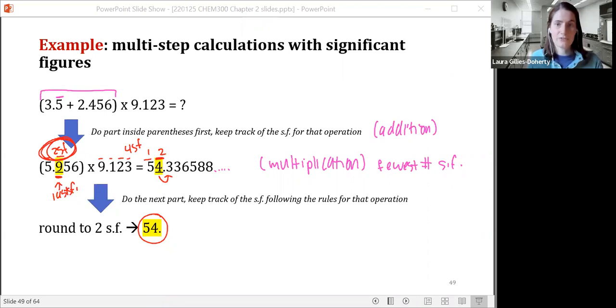Then do the next step, follow the sig fig rules for that next step, and keep track until you get to the very final answer. And then on the very final answer, you round based on whatever operation you did to get there, multiplication, division, addition, or subtraction on your last step. And then you finally round your last answer to that final correct number of sig figs.